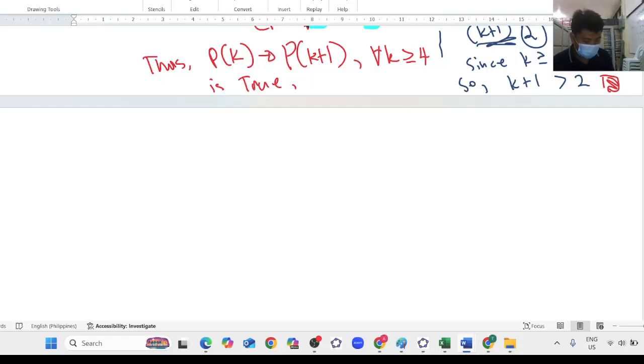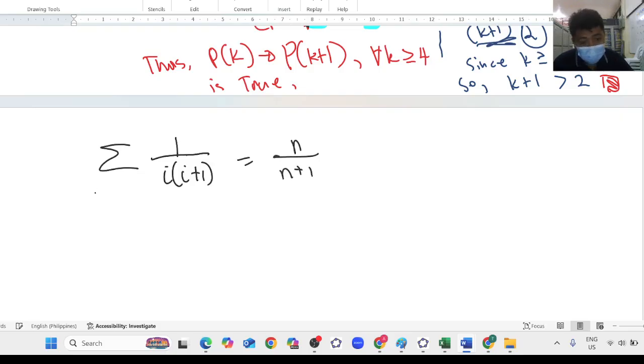Okay, the next is telescoping. So we have a telescoping sum. The last example: the summation of 1 over i times i plus 1 is equal to n over n plus 1, where i is equal to 1 to n. So, solution.